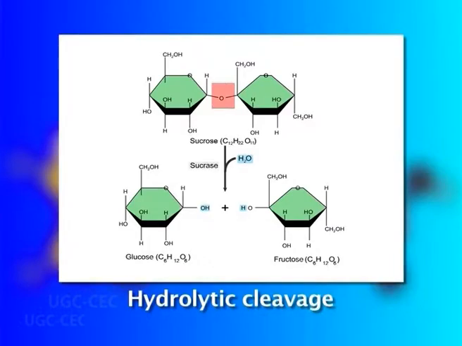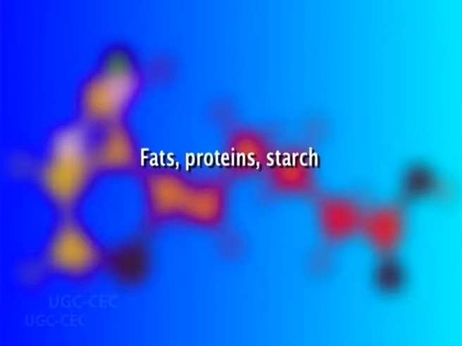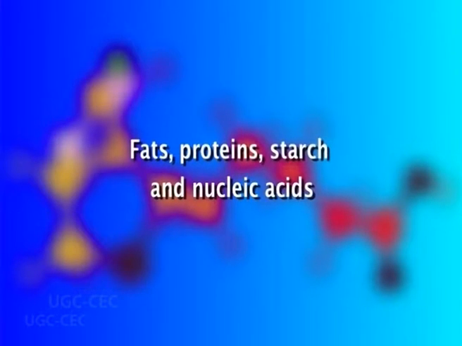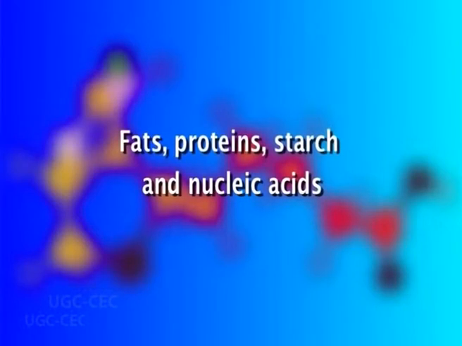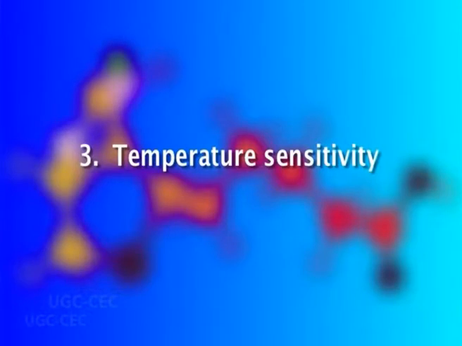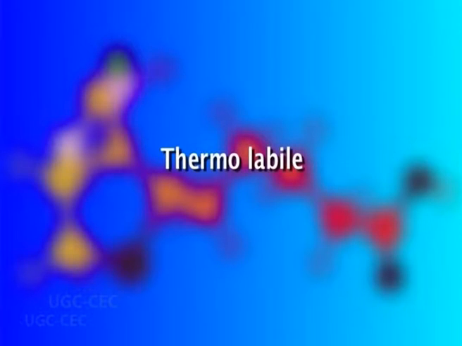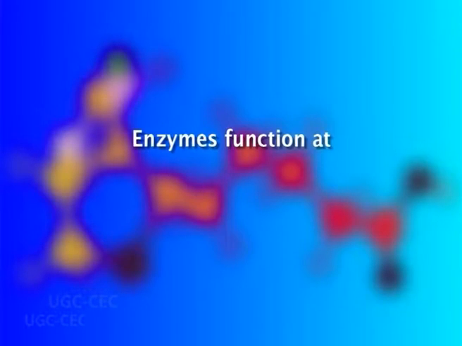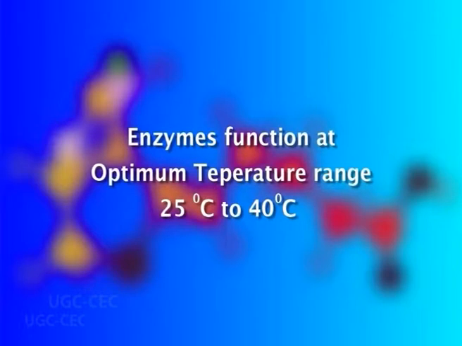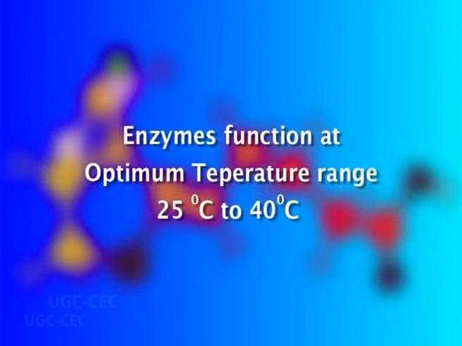On the other hand, some enzymes carry out irreversible reactions only in one direction. For example, hydrolytic enzymes catalyzing cleavage of bonds. In fact, large molecules such as fats, proteins, starch, and nucleic acids are synthesized by one enzyme and degraded by the other. Temperature sensitivity. The enzymes are sensitive to heat and hence are thermolabile. They function best at an optimum temperature range of 25 degrees Celsius to 40 degrees Celsius.